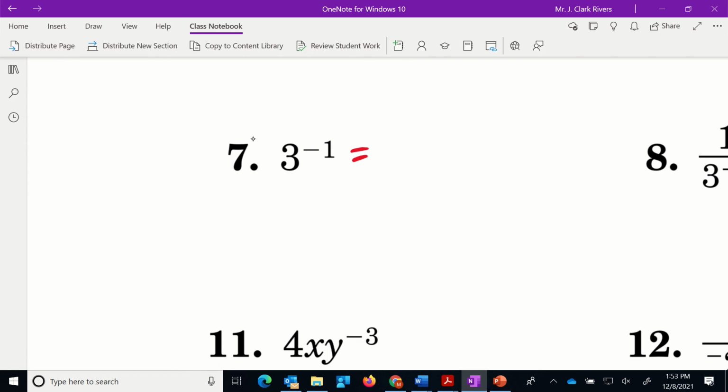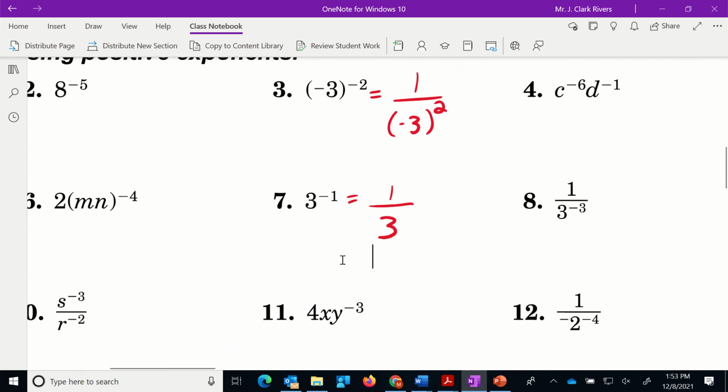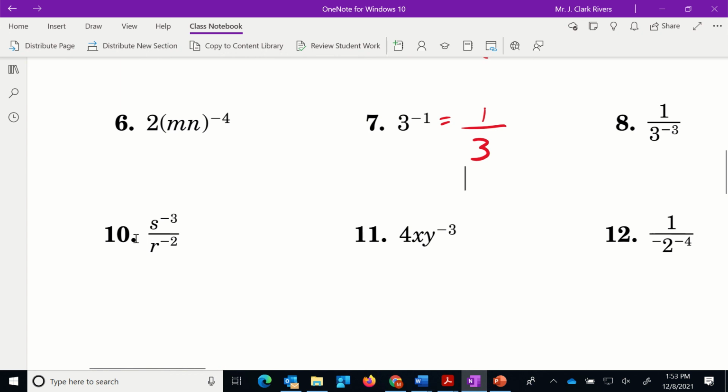Beta, what's that going to be? What's that going to be? 3 to the power of 1. 1 over 3 to the power of 1, which is just 3. So you can say 3, or you can say 3 to the power of 1. I'll take either. But because we have a negative exponent, you move to the other side of the fraction. All right?